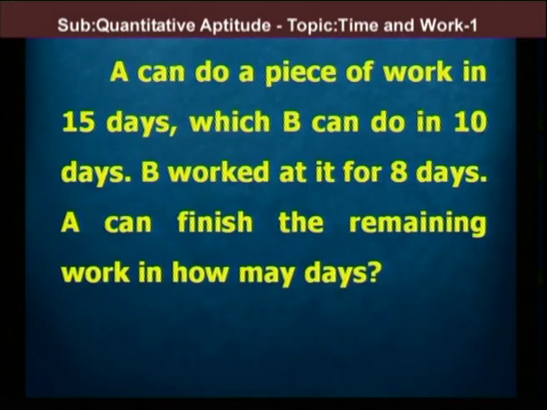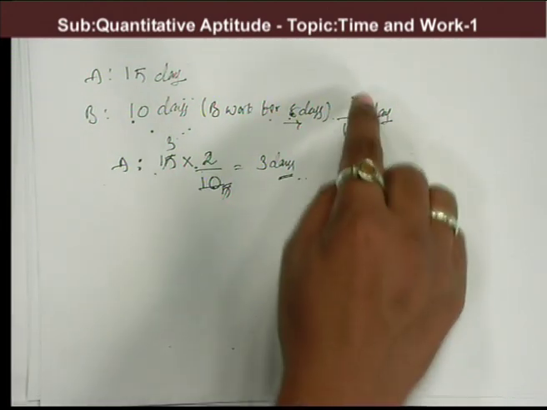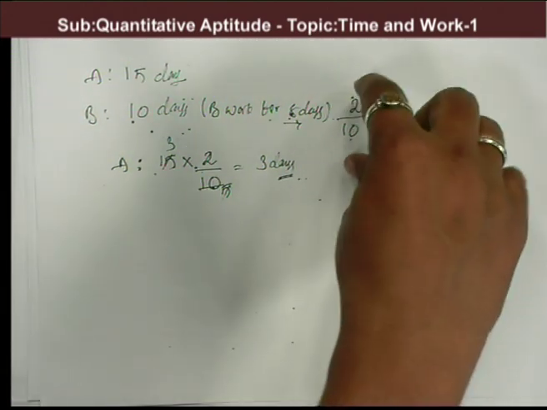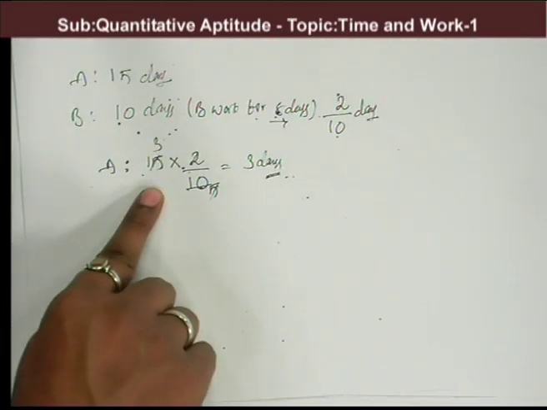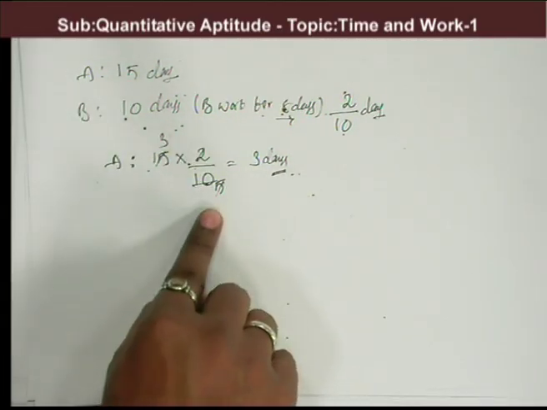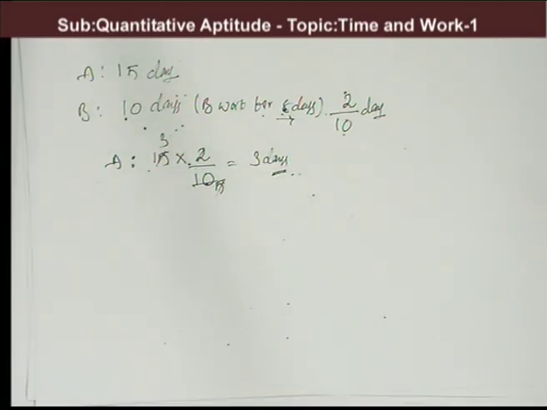That means out of 10 days, B is working for only 8 days. The remaining work is 2 days of B's work. That means B has 2 by 10 days of work remaining. These 2 by 10 days of work are completed by A. So, A can complete the whole work in 15 days, and to complete 2 by 10 of the work, A can do it in 3 days only. That is the remaining work.